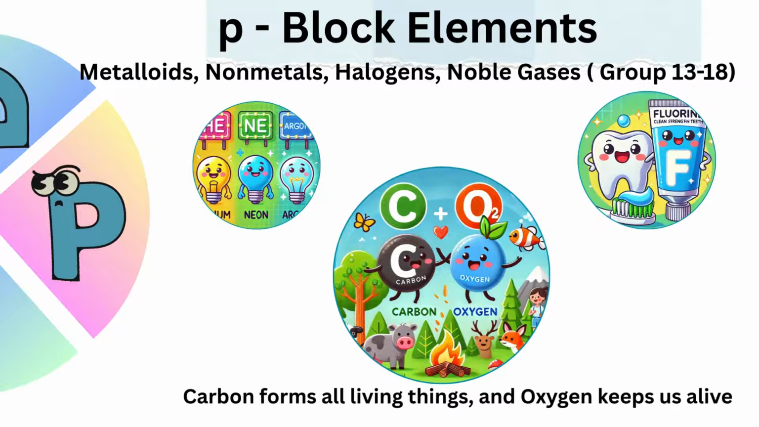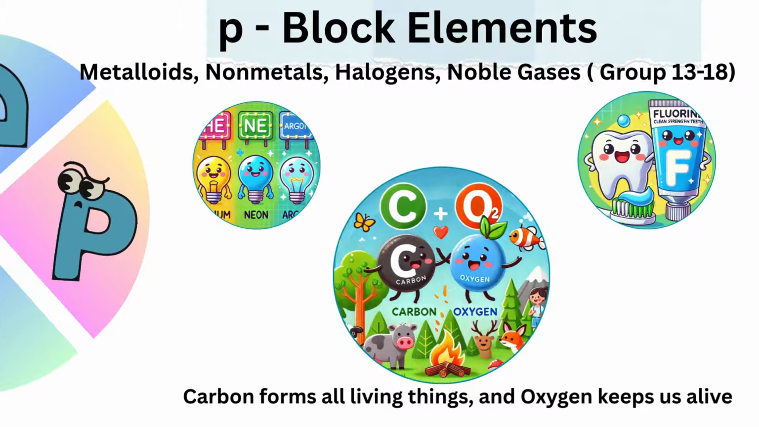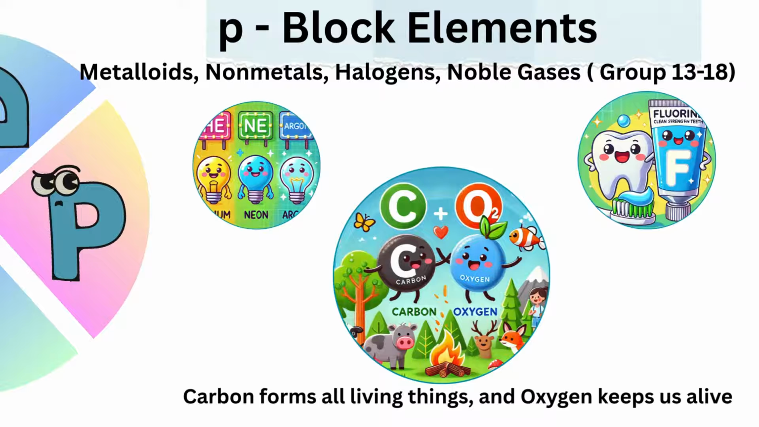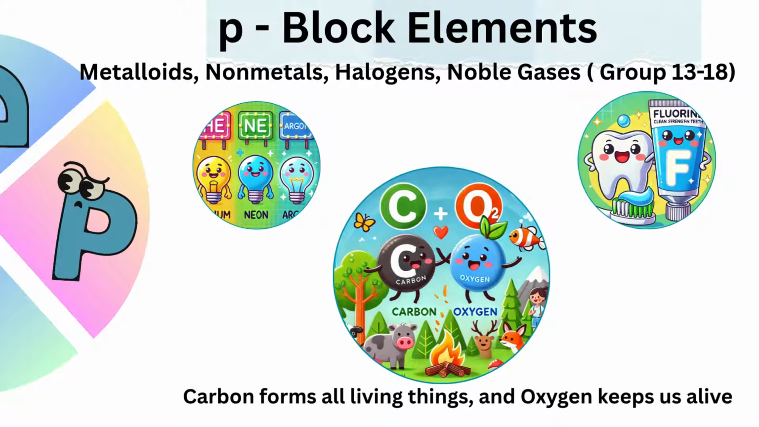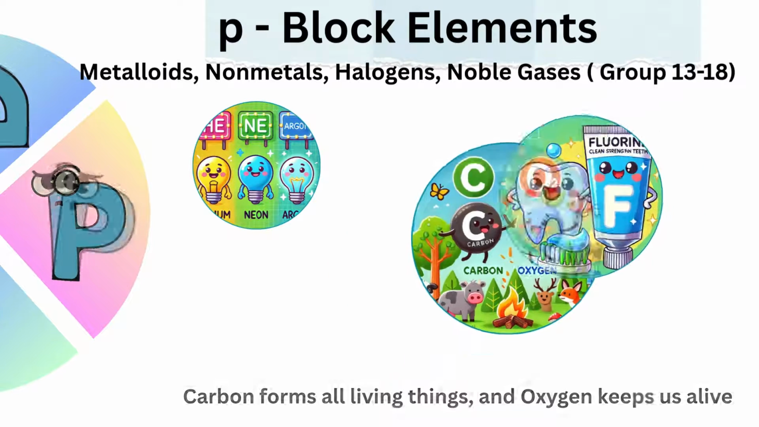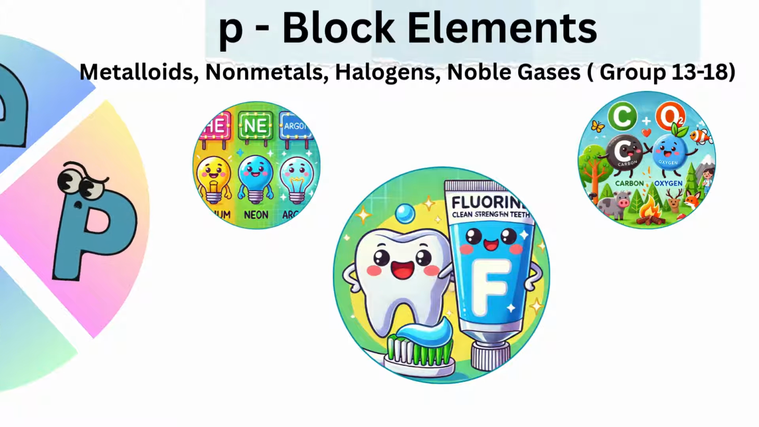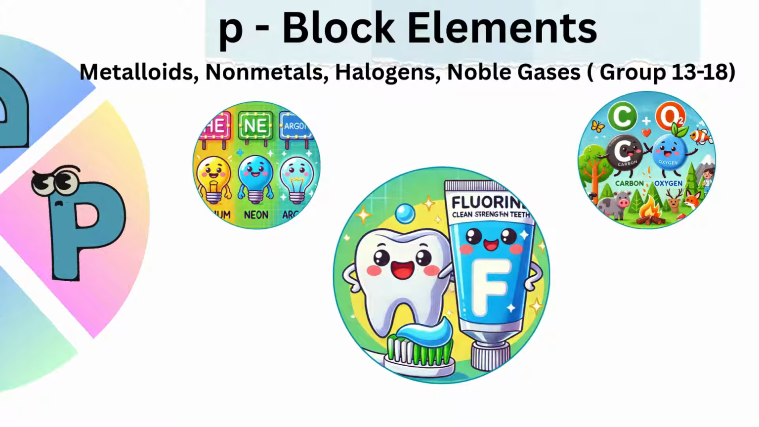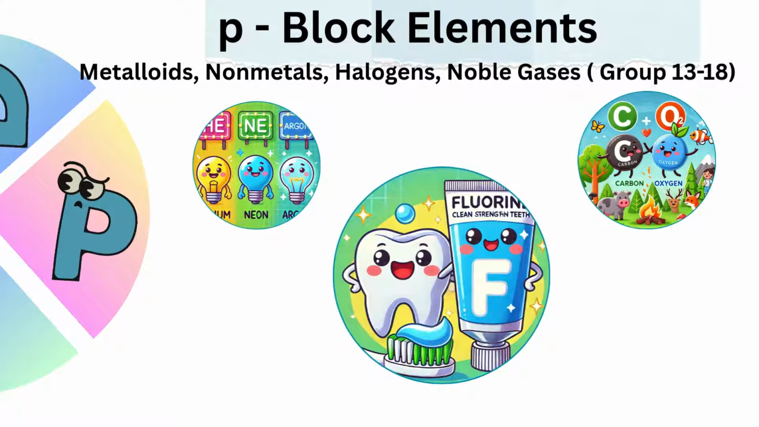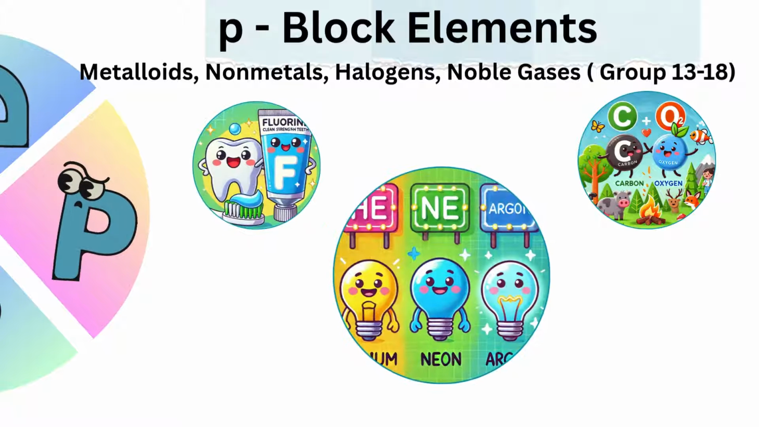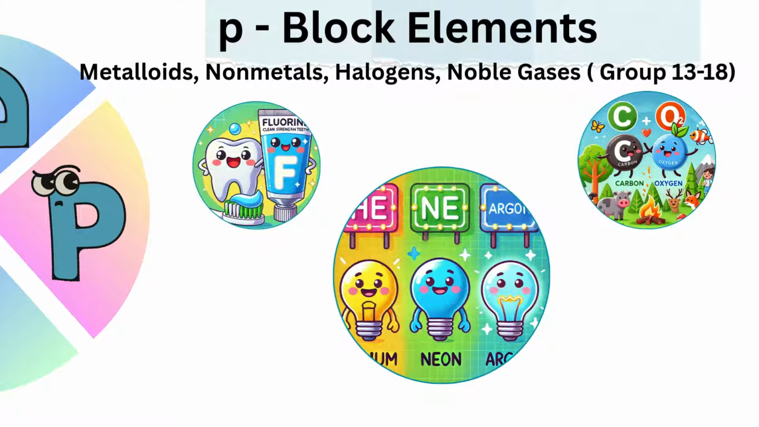Properties of P block elements: highly varied, includes both metals and nonmetals. Essential for life, carbon forms all living things, and oxygen keeps us alive. Halogens, group 17, are the most reactive nonmetals. Fluorine is used in toothpaste, and chlorine disinfects water. Noble gases, group 18, don't react. Helium, neon, and argon are stable and used in lighting and cooling.